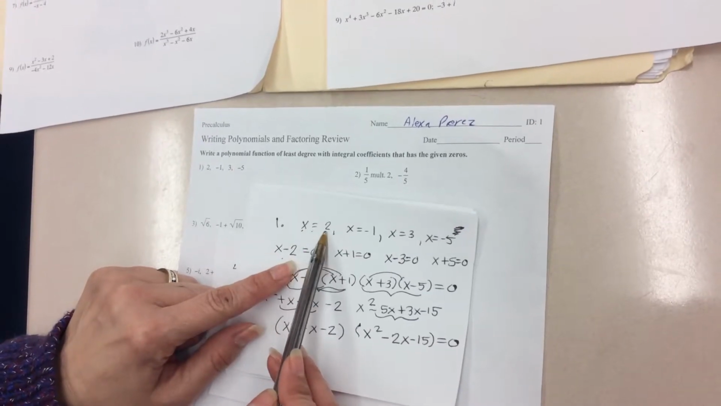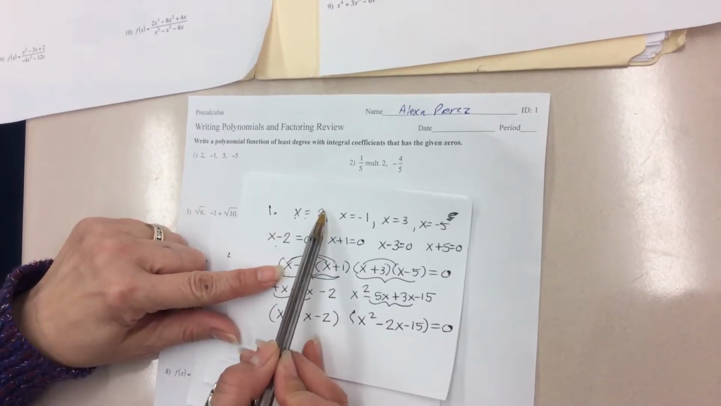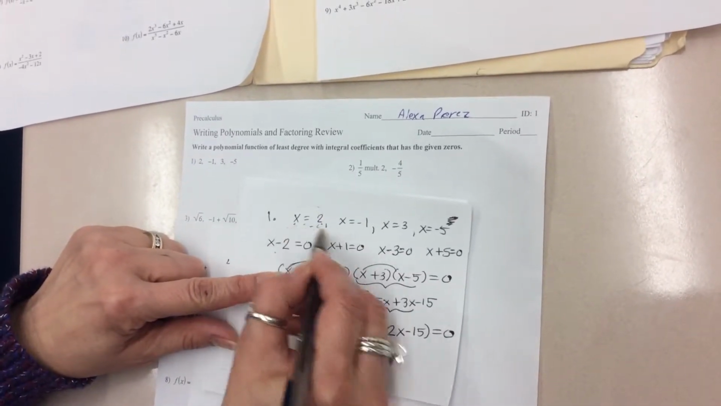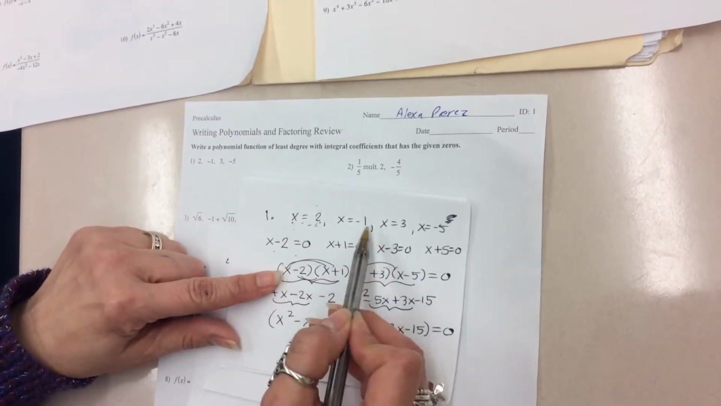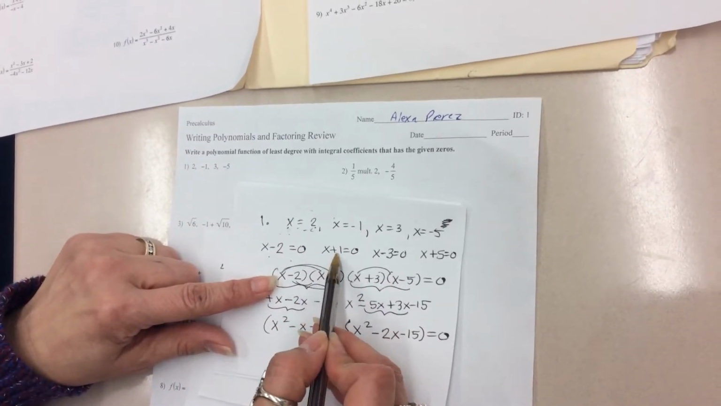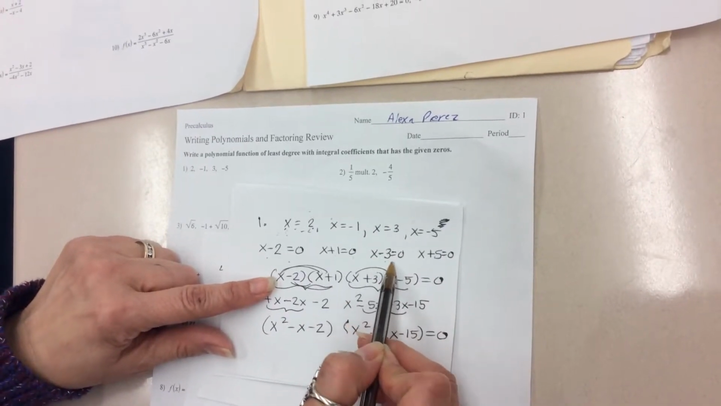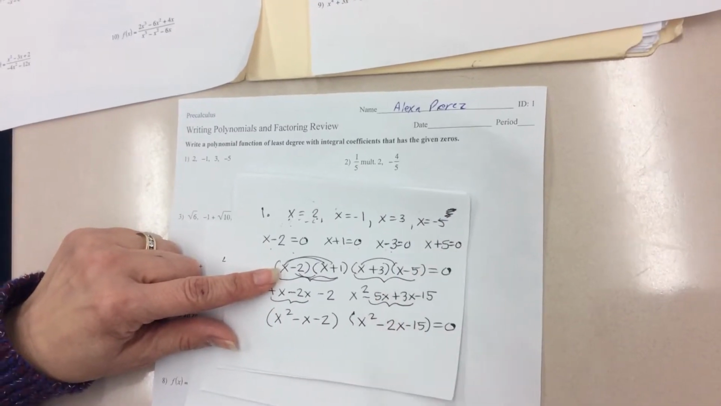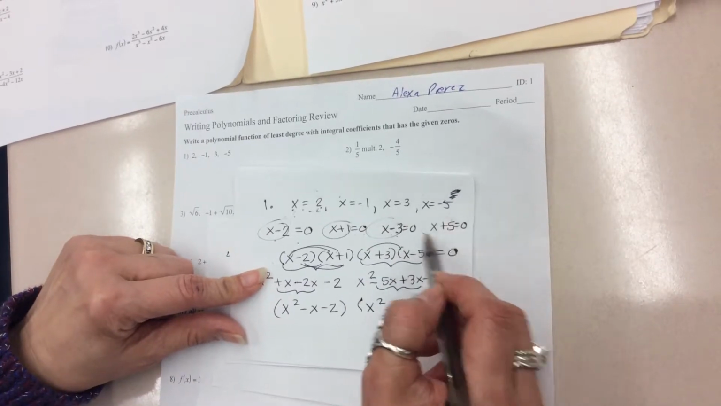Okay, because if x is equal to 2, I'm working my way backwards. So if x is equal to 2, I move the 2 over, and when I move it over, I have to subtract 2, so that gives me x minus 2 equals 0. When I move this one over, it's x plus 1 equals 0. When I move this one over, it's x minus 3 equals 0. And I move this over, and it's x plus 5 equals 0. Right. Then these are going to get multiplied together.